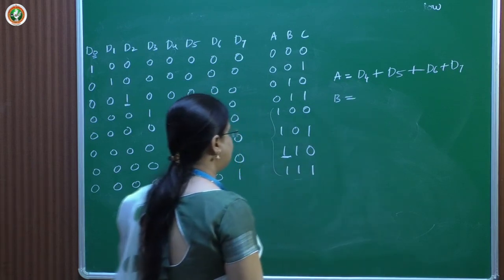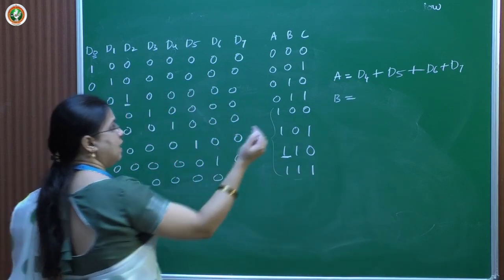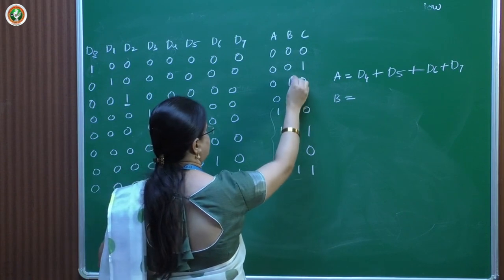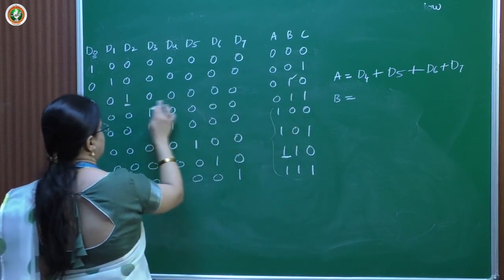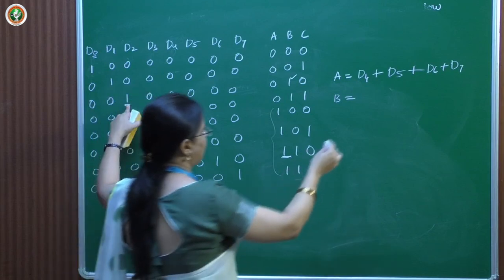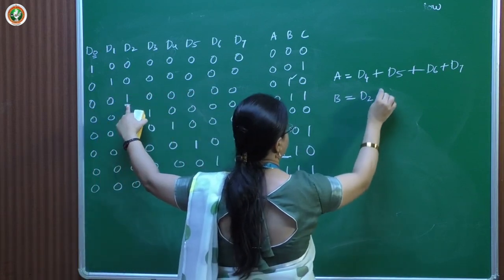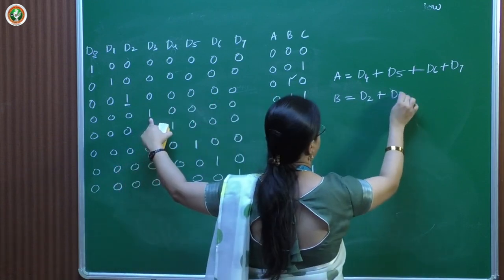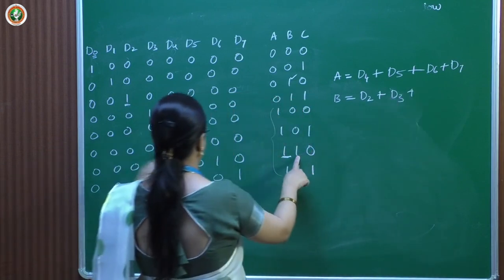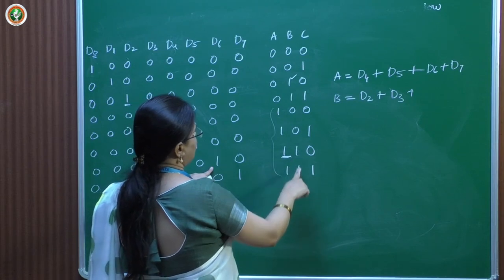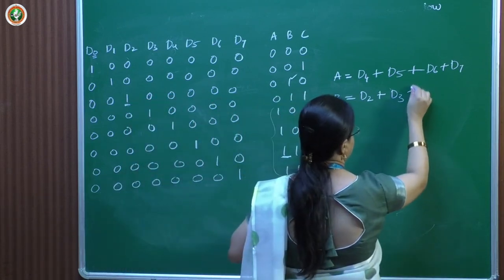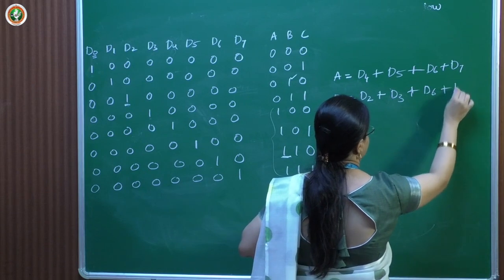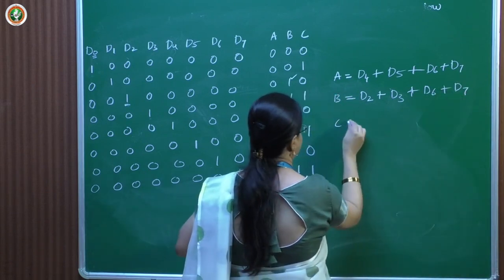Okay. So next one is B. Identify B similarly. One entry. This is because of which one? D2. Okay. Plus next one is for D3. Plus next one is for D6 and D7. Plus D6 plus D7. Then we have C.